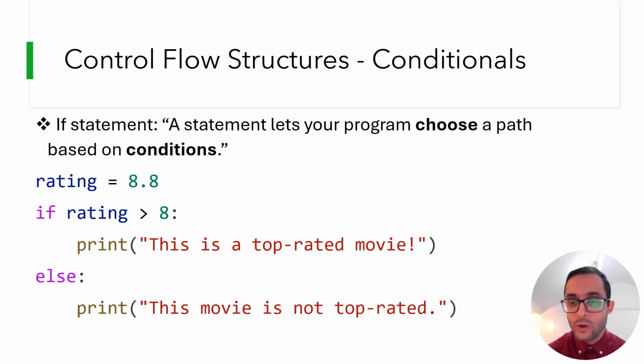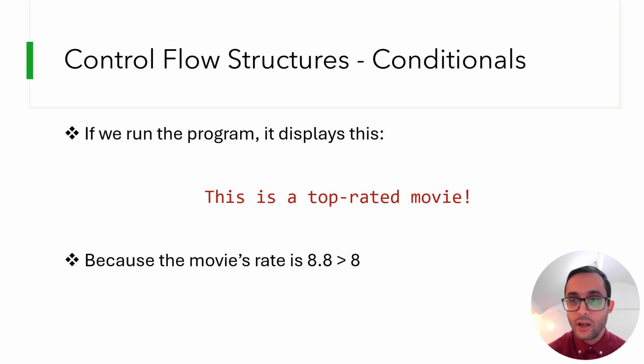So now, who can tell me what the output will be if we run this program? Well, as you might have guessed, the output is the first message only. This is a top-rated movie. This happens because the movie's rating is 8.8, which is greater than 8. Note that the program skips the second condition and message, since the first condition has already been satisfied.